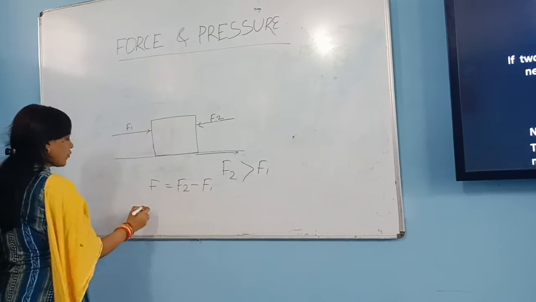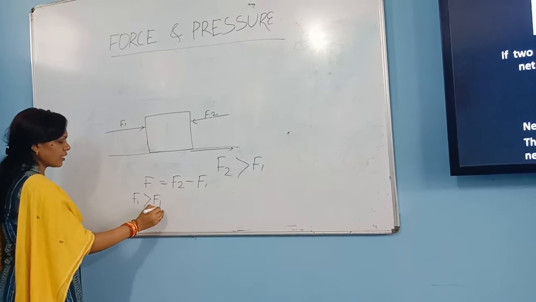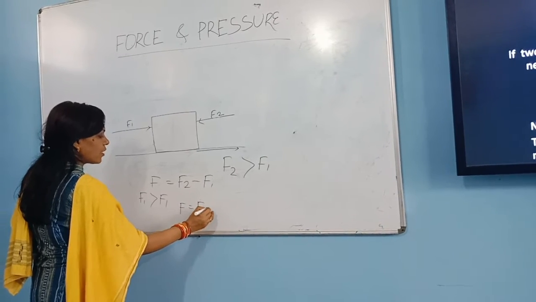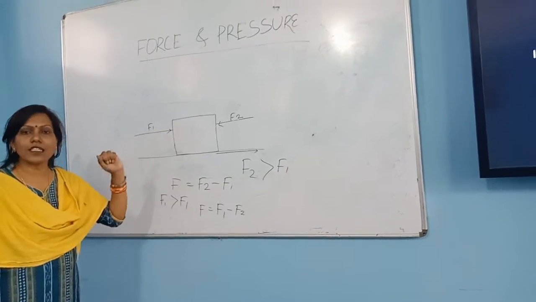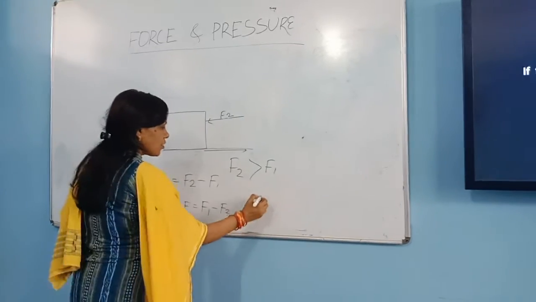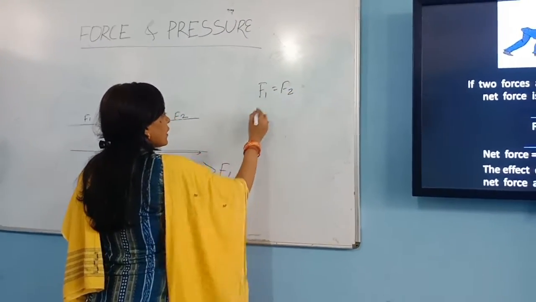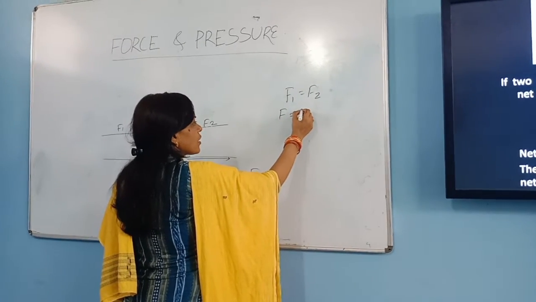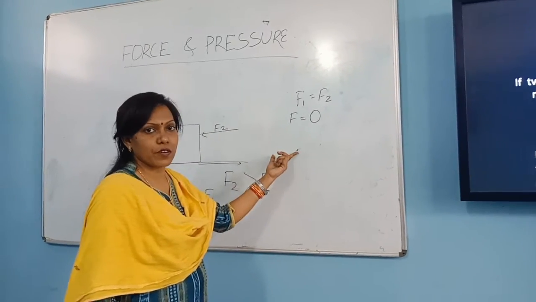Suppose F1 is larger. Then the net force equals F1 minus F2. Suppose the two forces both exert equal forces on this box. Then what happens? Suppose F1 equals F2. Then the net force F equals the difference between these two forces. So it is 0. F1 minus F2 is 0. So the net force is 0.